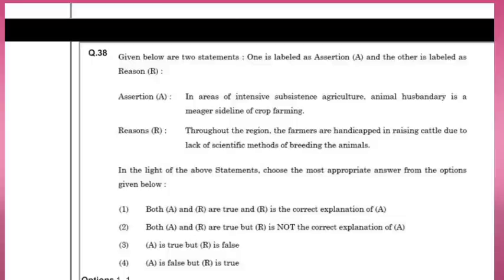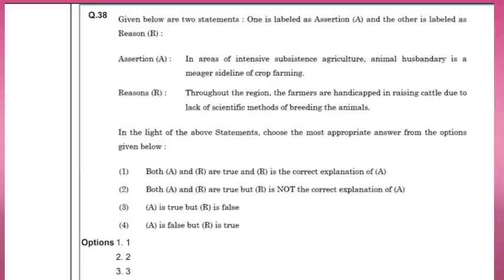They are both true, but R is not the correct explanation of A. Option 2 is the correct answer. And next question.